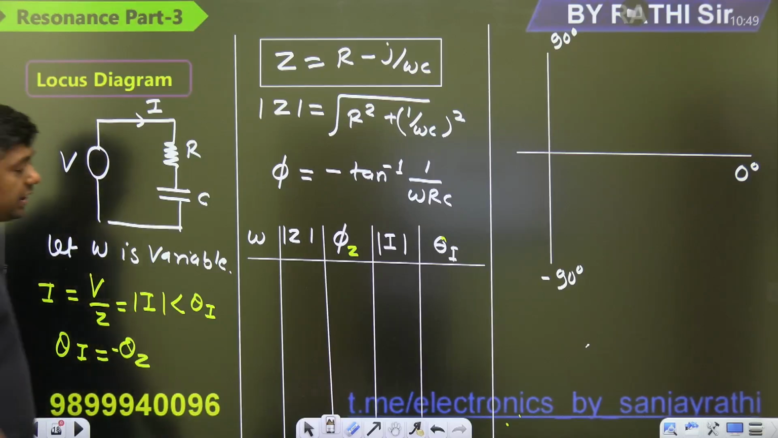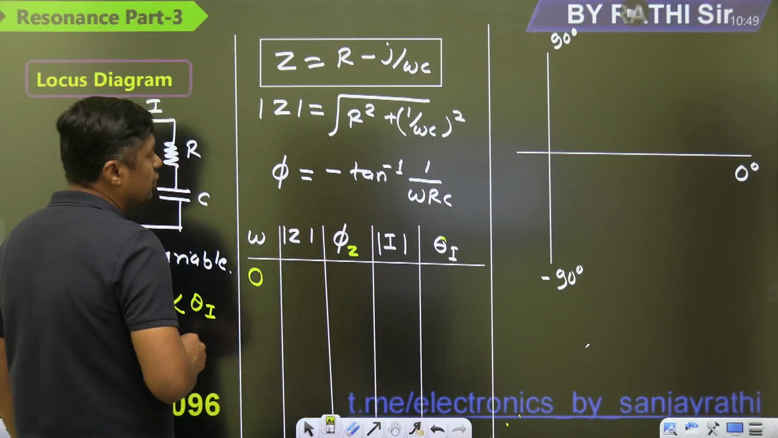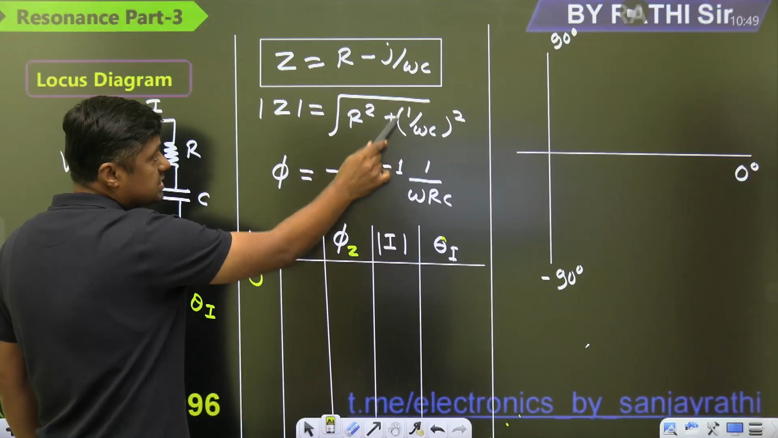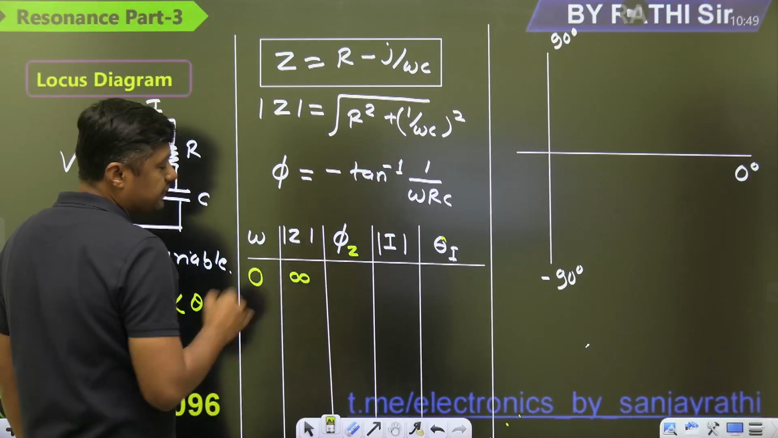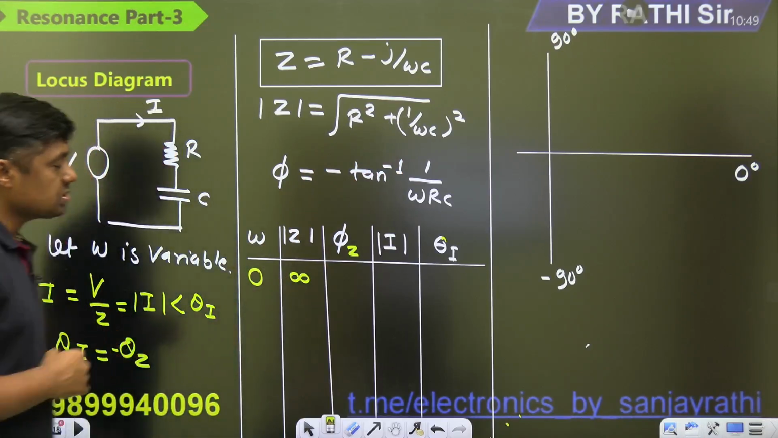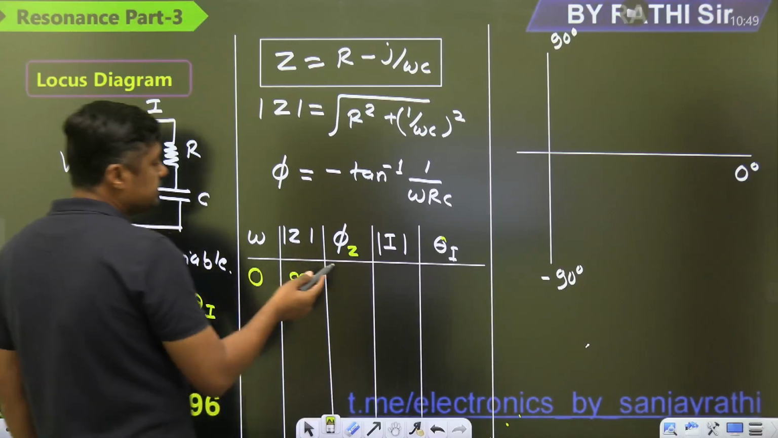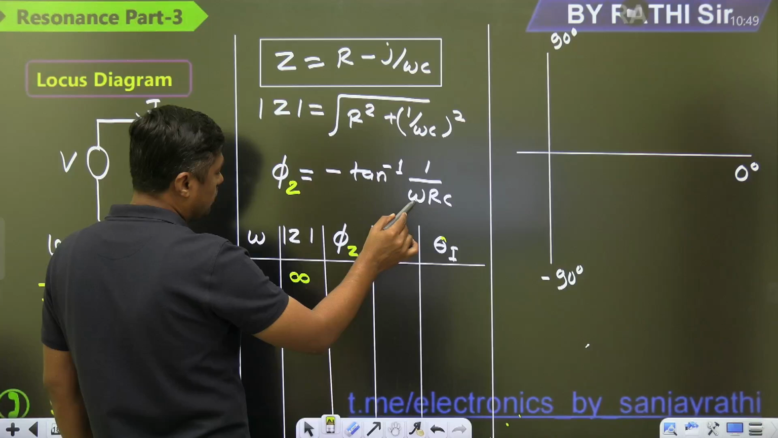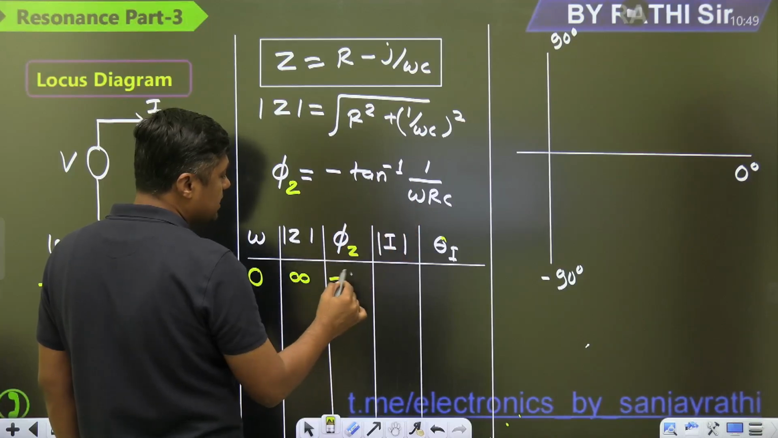Now if omega is 0, 1 by 0 means this term will become infinity. So the overall impedance will become infinite. So what is the phi z? Phi z means this is the phi z. If it is 1 by 0, infinity, tan inverse of infinity is what? Minus 90 degree.